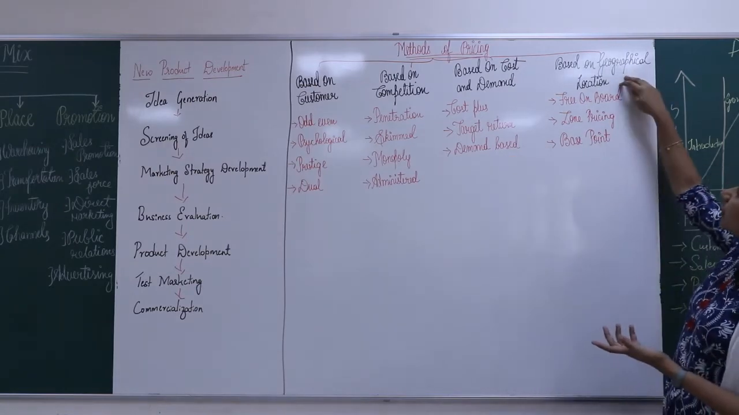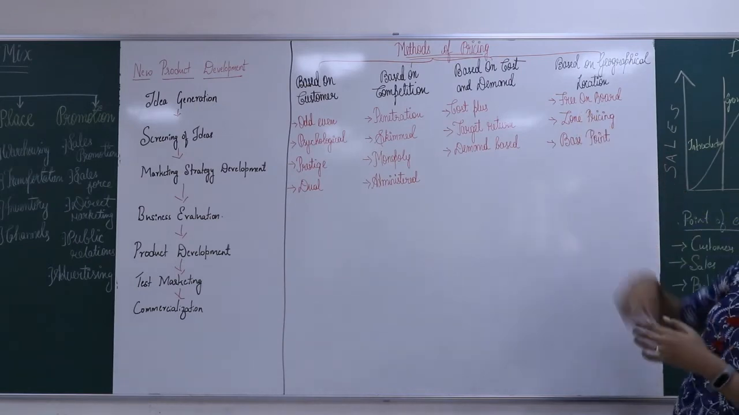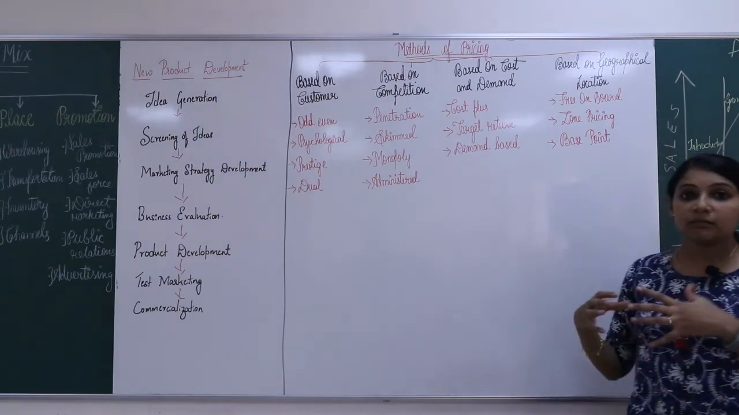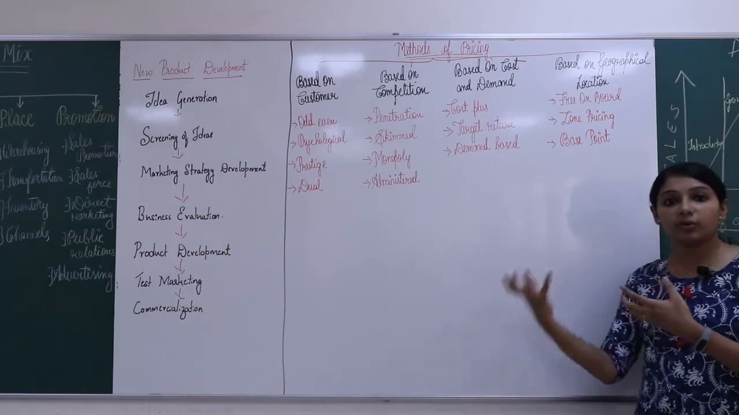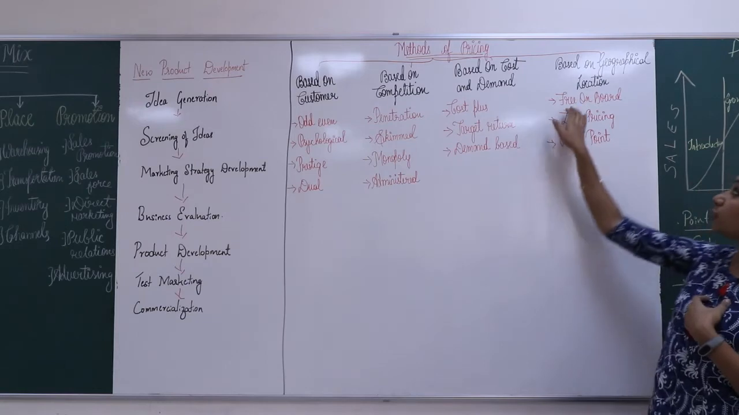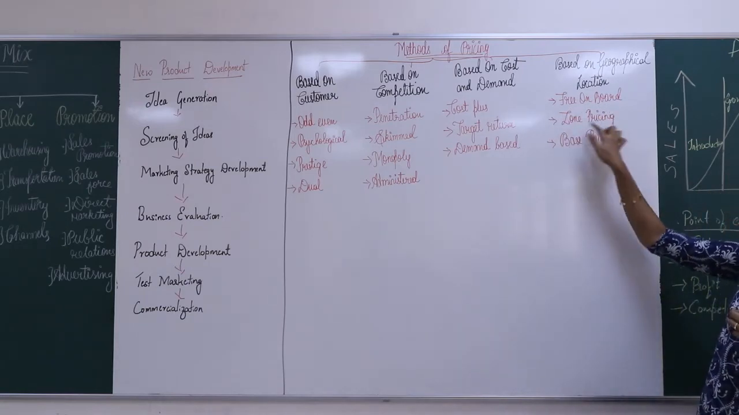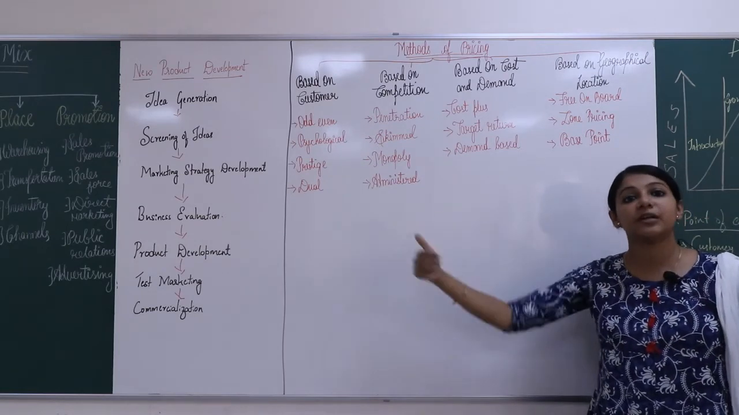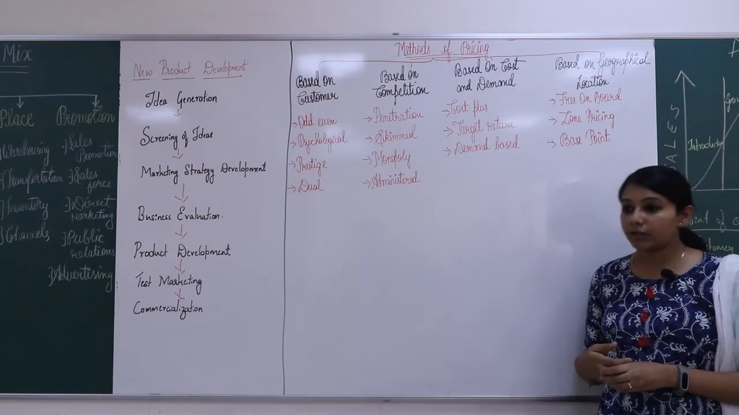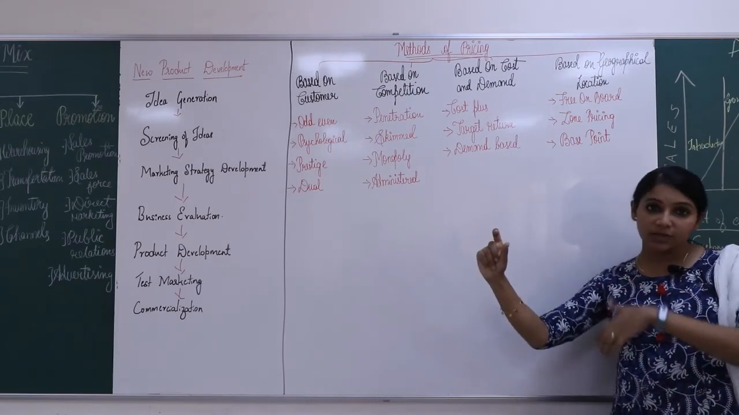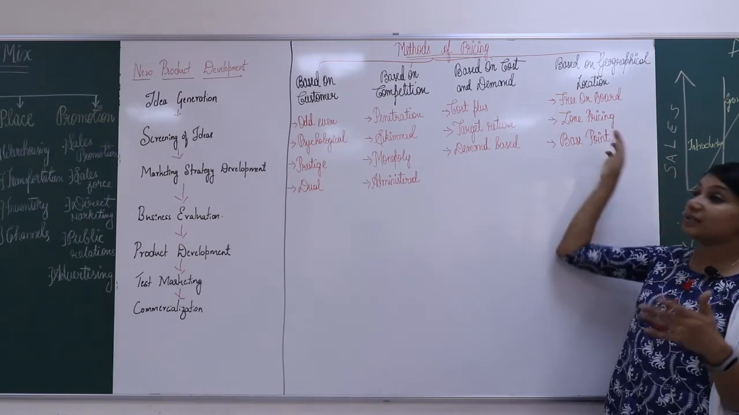Let's move on to geographical location. The first one is FOB, or free on board pricing. In this, they ship your product, they charge you for loading or unloading of your product, and they also charge you for your transportation. That is free on board pricing. Zone pricing is where you set different zones. Different zones will have different kinds of pricing. You might have seen products like Nandini. At the bottom it will say within Karnataka this is the price range, outside Karnataka this is the price range. So that is zone pricing.